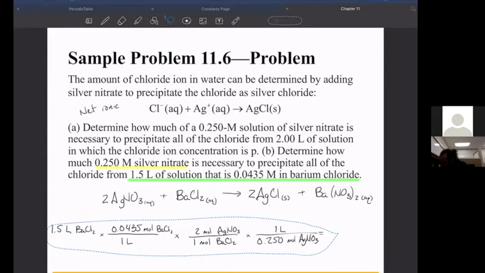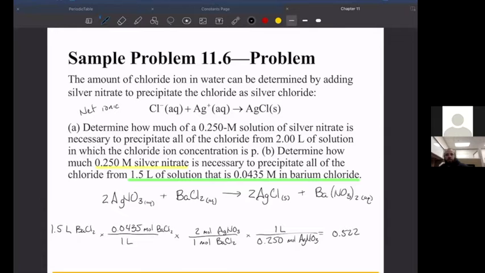My equation. Punch that into my calculator, and I will see that I get 0.522. That's actually all the digits I get. I go through, cancel out my units: liters of barium chloride cancel, moles of barium chloride cancel, moles of silver nitrate cancel, and I'm left with liters of silver nitrate. I didn't really leave myself very much room.